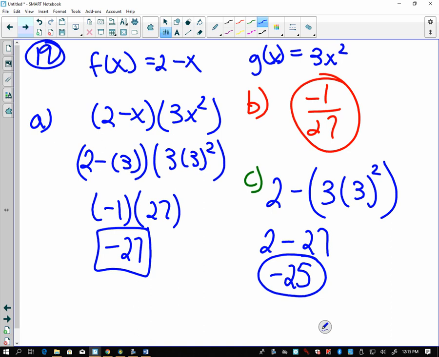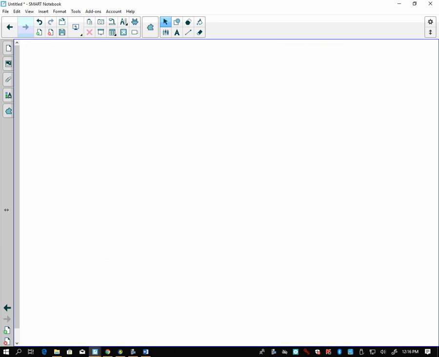Let's see how right I was with number 19. It only has one listed, negative 1/27 for that. Well, we should have all three parts. Let me check the other answer key here. Negative 27 we got, negative 1/27, and negative 25. So we're right on all counts. All right. Finally, number 3 is our last one.